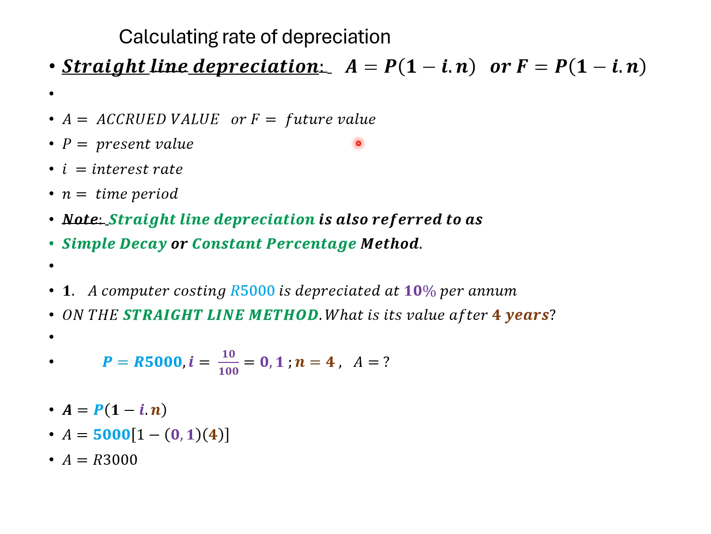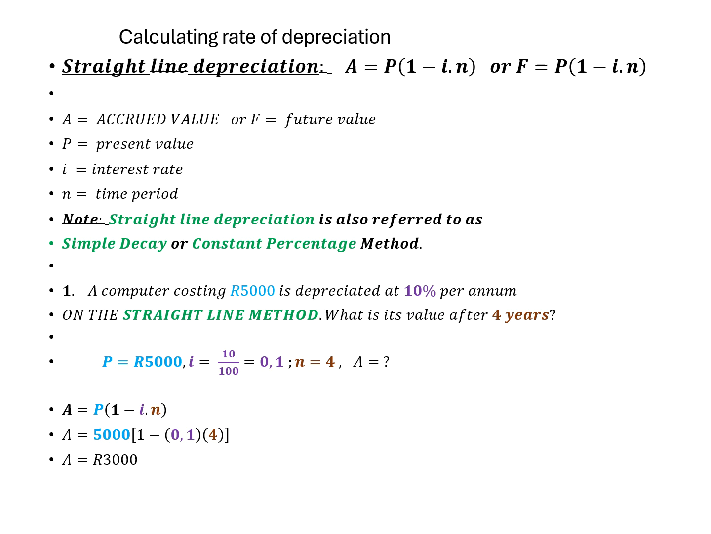So A equal to P(1 minus i times n), because they said straight line method. P is 5,000, i is 0,1 and n equal 4. So 1 minus 0,4 would give me 0,6 times 5,000. Right, and if you punch that all in a calculator, I would get 3,000. So after 4 years, my computer would be worth 3,000, which is a bit far-fetched. I think computers depreciate closer to like 50%, if not 100% per year, with the amount of changes we have in hardware and software. Technology is advancing very quickly.